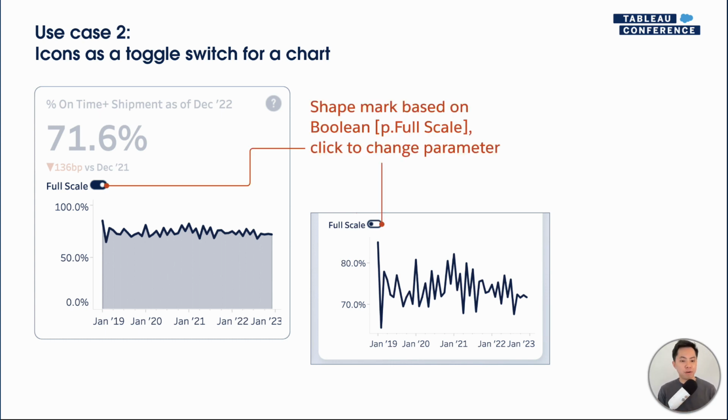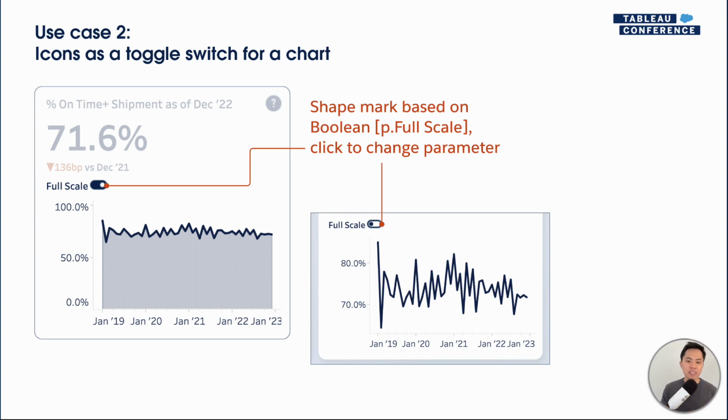Here's what I did first. First of all, I created a one-shape mark worksheet where the shape changes based on a parameter. The parameter is called the full scale parameter. When the parameter is true, it looks like the button is turned on, and when the parameter is false, the button looks like it's turned off.